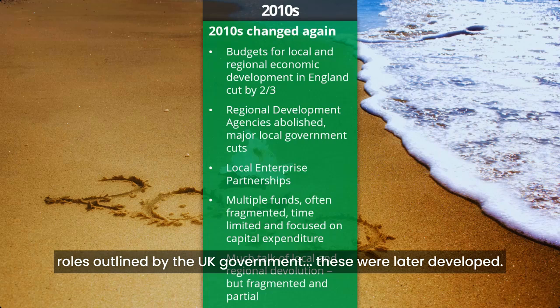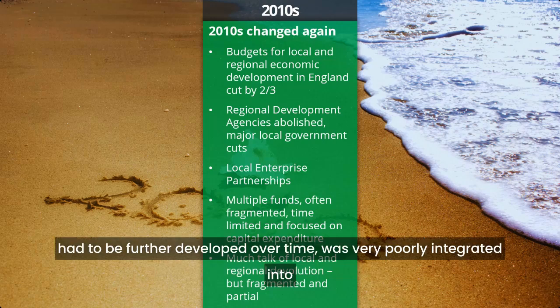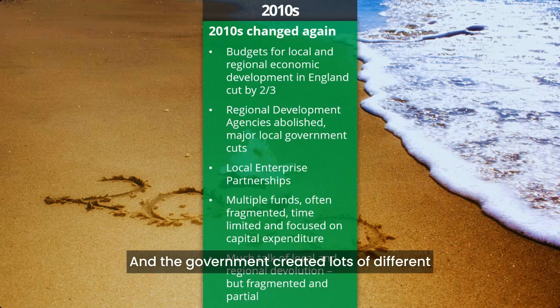And these were later developed, and government actually started to give small amounts of core funding to pay for a few staff in each local enterprise partnership. Again, the role was very unfocused and developed over time, very poorly integrated into central government policies and Whitehall departments. And they created lots of different funds for growth and development. Often these were capital funds for infrastructure and property. And there were multiple funds, fragmented, time limited. And so they created this patchwork quilt of funding and initiatives which exists to this day.